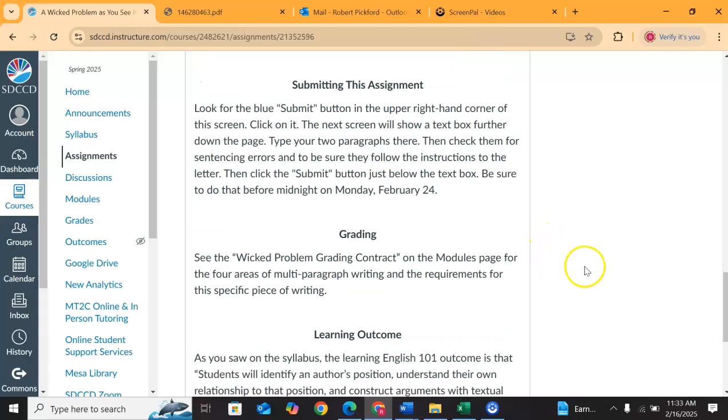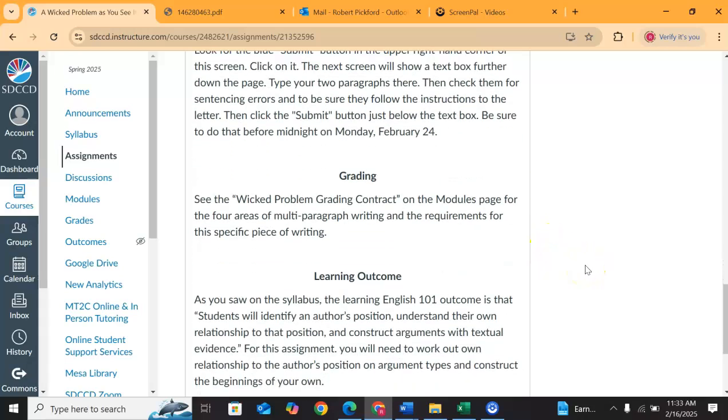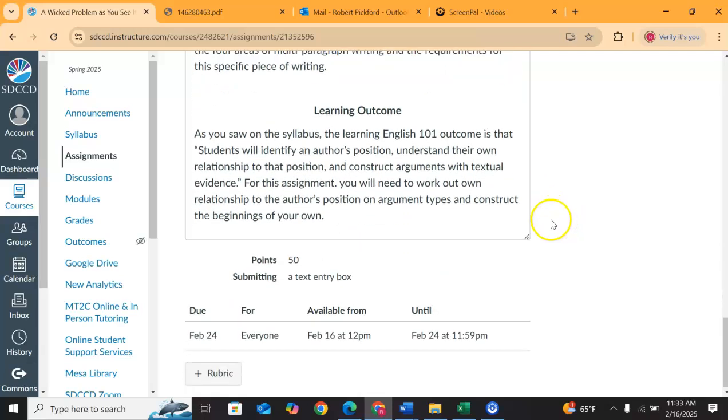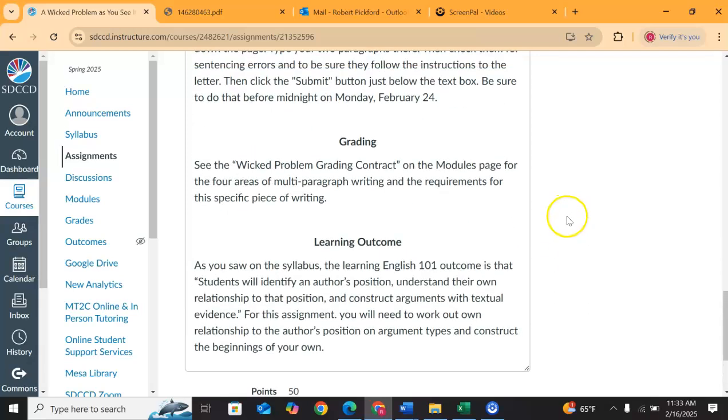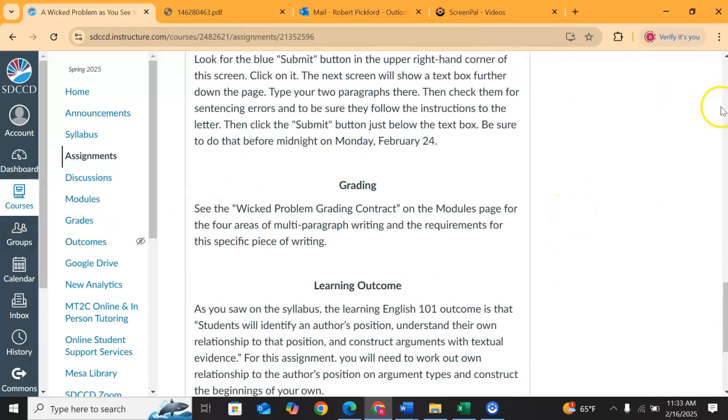There is a grading contract. I use contract grading on all major assignments and even some minor ones like this one. But this one's a foundation assignment for the rest of the course, so you could call it major, but just in a smaller way in terms of the word count. And there is a specific learning outcome for this.